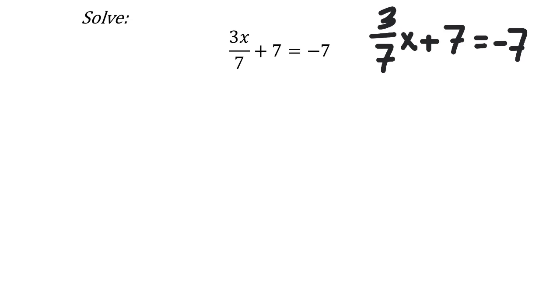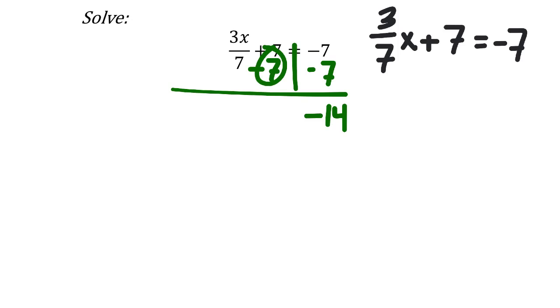So from here, everything just works the same, right? We need to get rid of that plus 7, so minus 7 from both sides. Makes that negative 14. This zeroes out. And then I would have 3x over 7. That's fine.